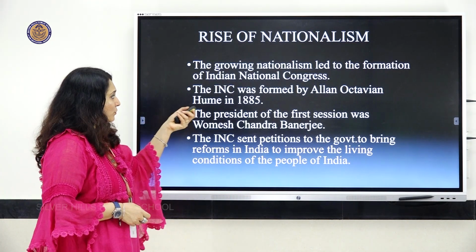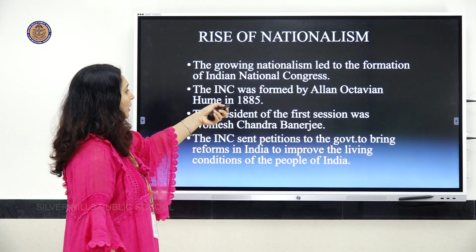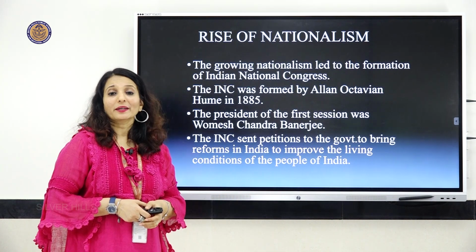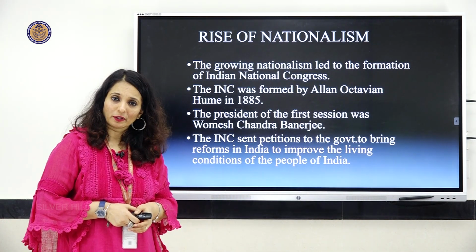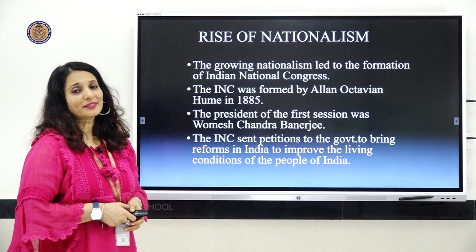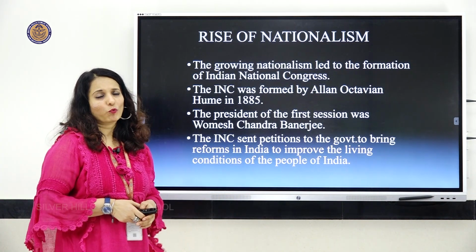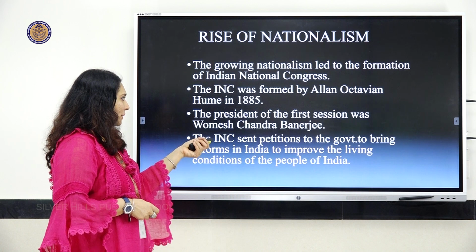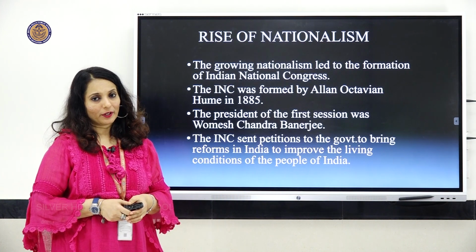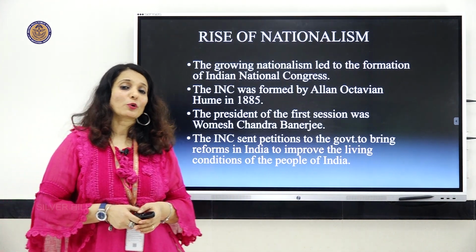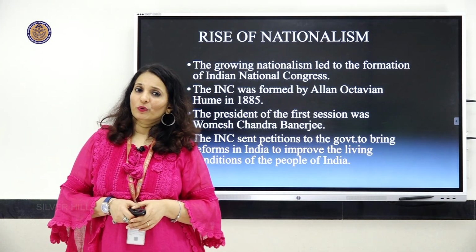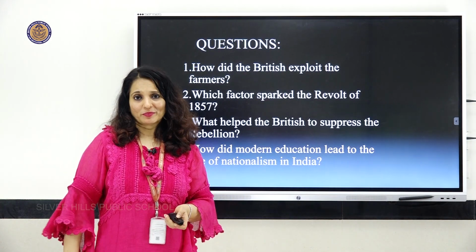The INC was formed by the Briton Allan Octavian Hume in 1885, and there were various sessions held by the Indian National Congress every year in India. The first session had 72 delegates and the president of the INC for the first session was Womesh Chandra Banerjee. The INC sent petitions to the government to bring reforms in India to improve the living conditions of the people of India. The British realized this, and started passing certain strict rules. They also adopted the policy of divide and rule by making the Hindus and Muslims fight.